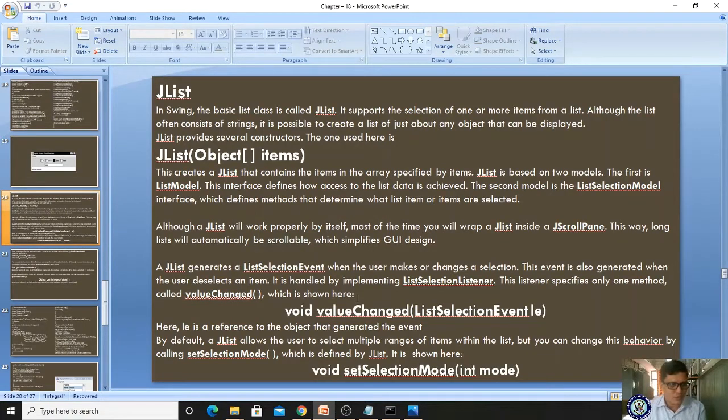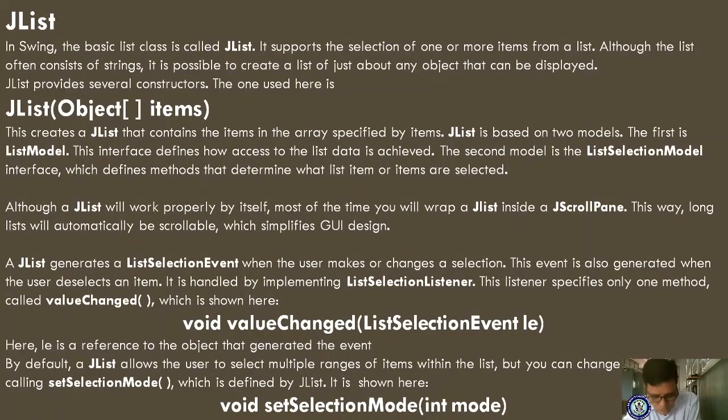Okay, list box concept, once again we are explaining this list box concept. Let us see, if you implement the list box concept in Swing, you have to use the JList class. It supports the selection of one or more items from a list. Although the list often consists of strings, it is possible to create a list of just about any object that can be displayed. So often it holds a list of strings. Besides this, you can also place objects in the JList control.